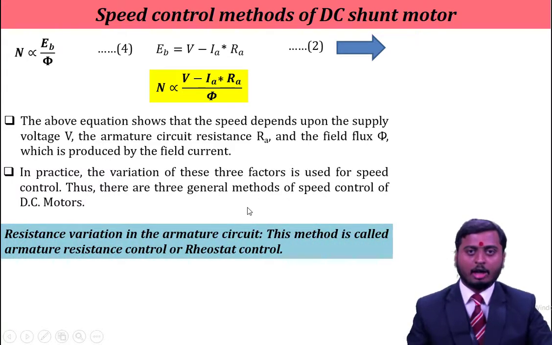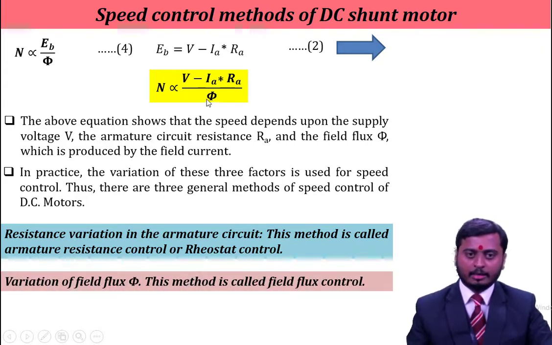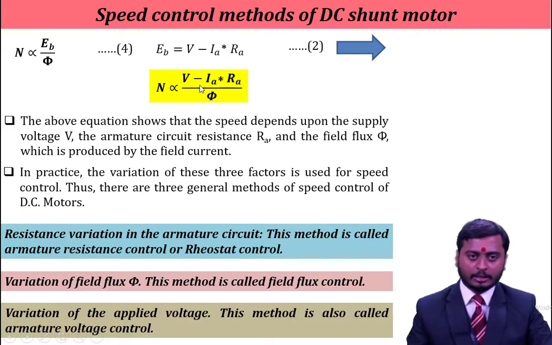So in all there are 3 methods. Either by controlling the value of armature resistance RA, we can control the speed. This method is called armature resistance control or rheostat control. Second, by changing the field flux phi, we can control the speed. This method is called field flux control. And the third method is by changing the supply voltage V, we can also control the speed. This method is called armature voltage control.